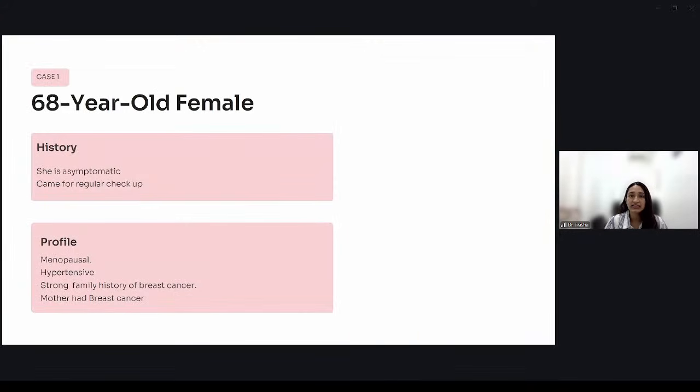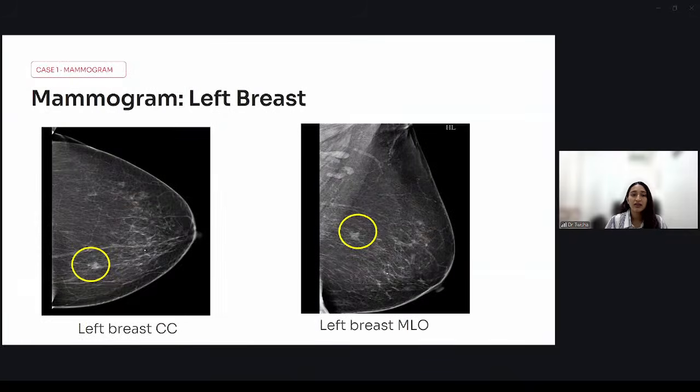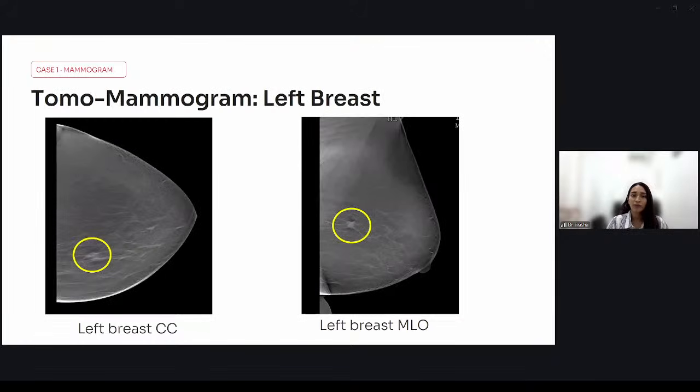The first case is that of a 68-year-old female. She was asymptomatic and came to us for a regular health checkup. She was menopausal, hypertensive, and had a strong family history of breast cancer. Here is a mammogram from her left breast. If we can appreciate the changes in the mammogram, this is the tomomammogram of the same patient, which makes the changes more evident.